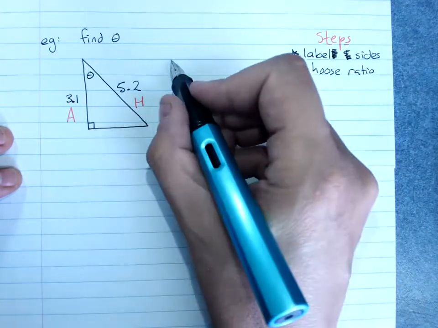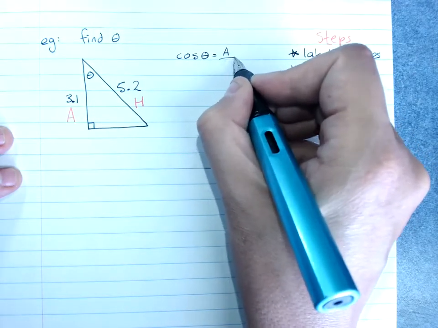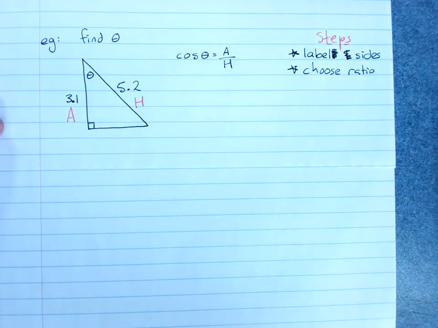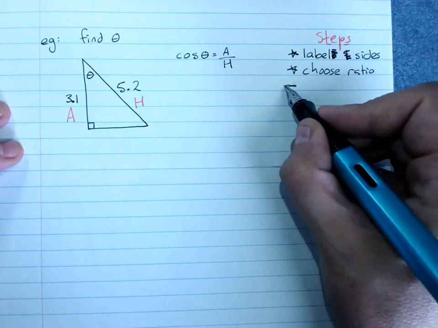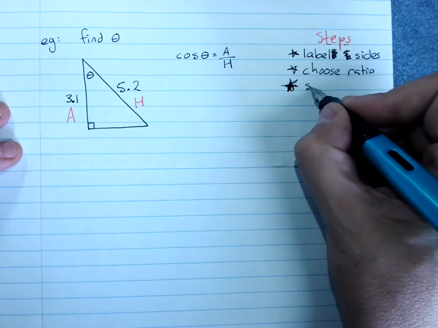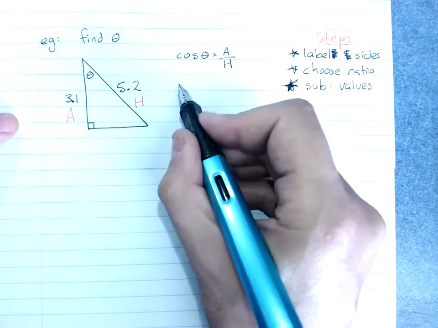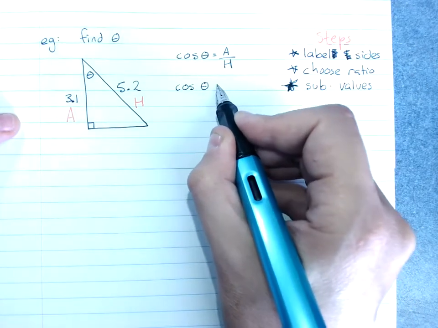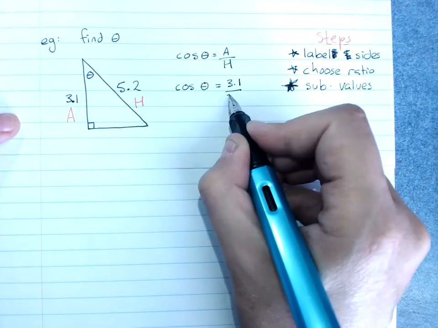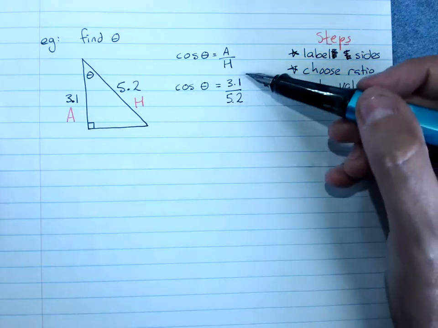I've got adjacent and hypotenuse. I will write cos theta equals A over H. Don't forget to write in theta. That's the thing that is most likely to mess people up. The third step, as always, is substitute values. Cos, we don't know the angle, is 3.1 over 5.2. Now, that's a ratio.